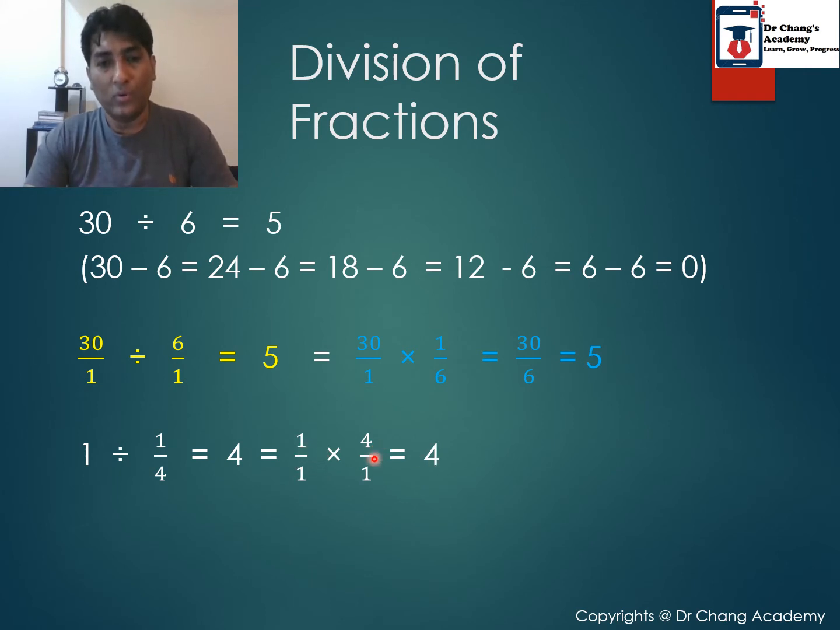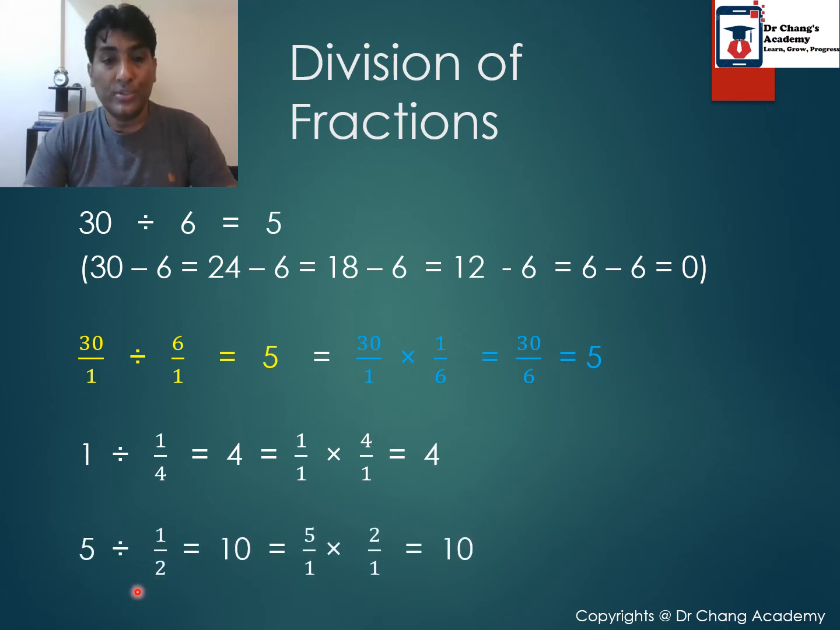4 times 1 is 4, and 1 times 1 is 1, but 1 in the denominator means 4. So by division, the answer we know conceptually is that there are 4 1/4s in 1. So when we say 1 divided by 1/4, we mean how many 1/4s are in 1, or how many times we can subtract 1/4 from 1, and we know we can do that 4 times. And by multiplying this way, by using the multiplicative inverse of the divisor, we also get the answer 4.